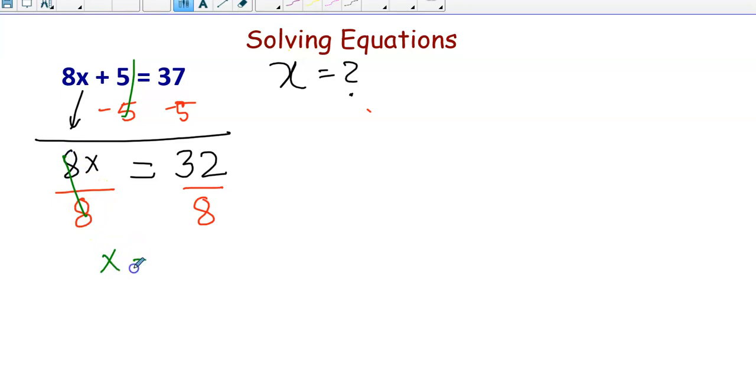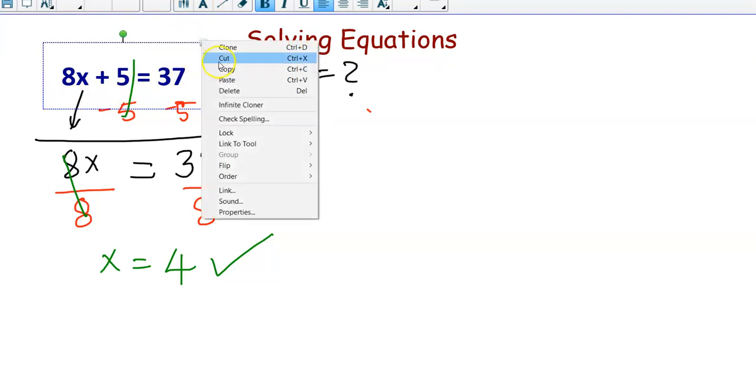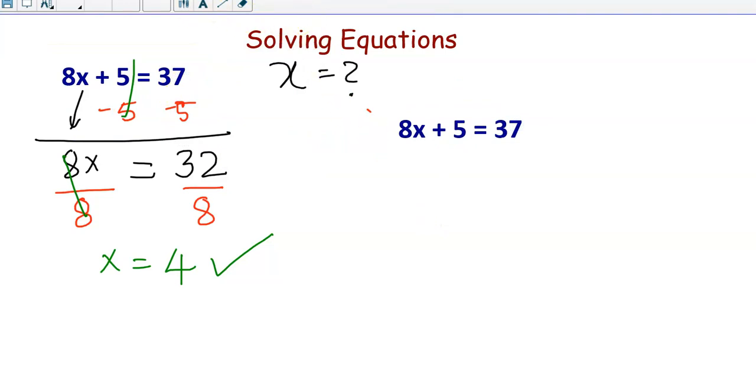So x = 32 divided by 8. How many times can 8 divide 32? It is 4 times, right? So x = 4 is your answer. You can go back and verify this value of x. I'll show you here that x = 4.